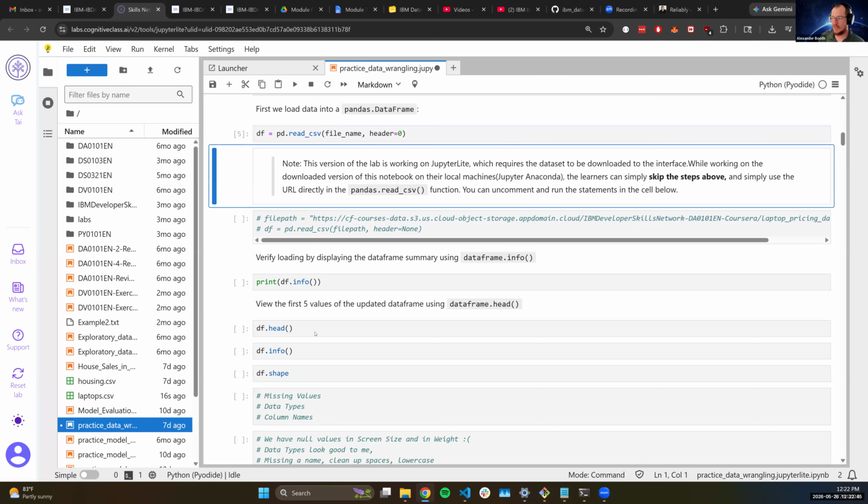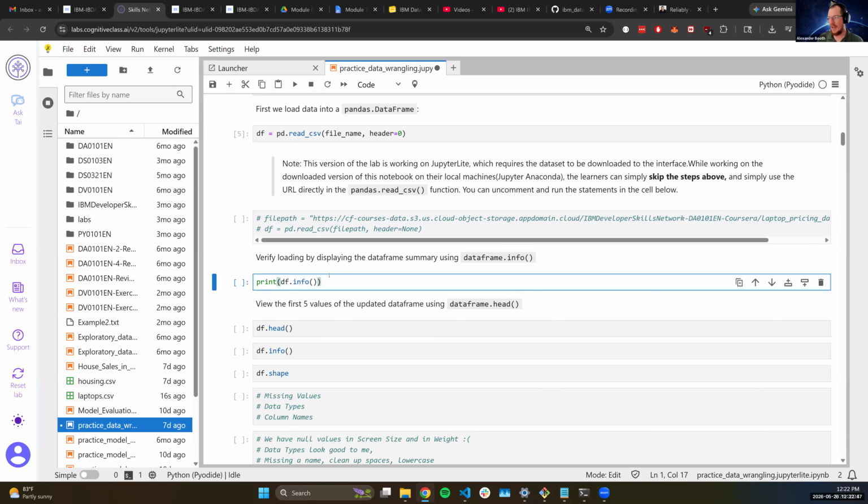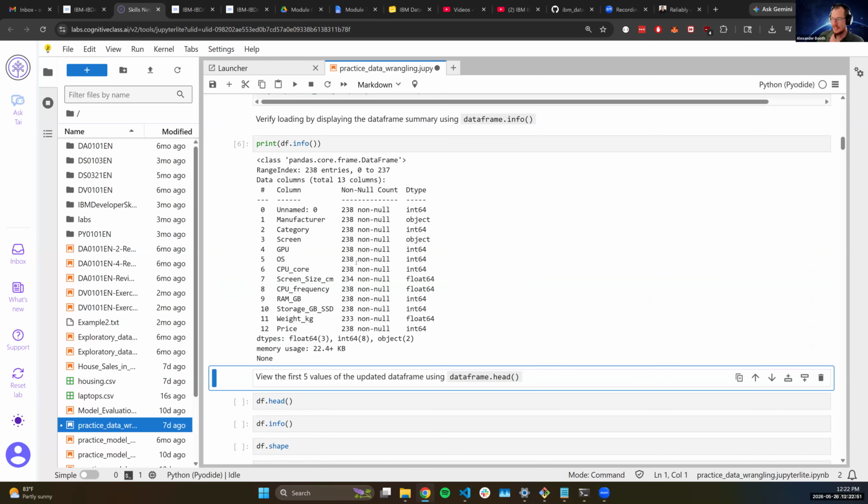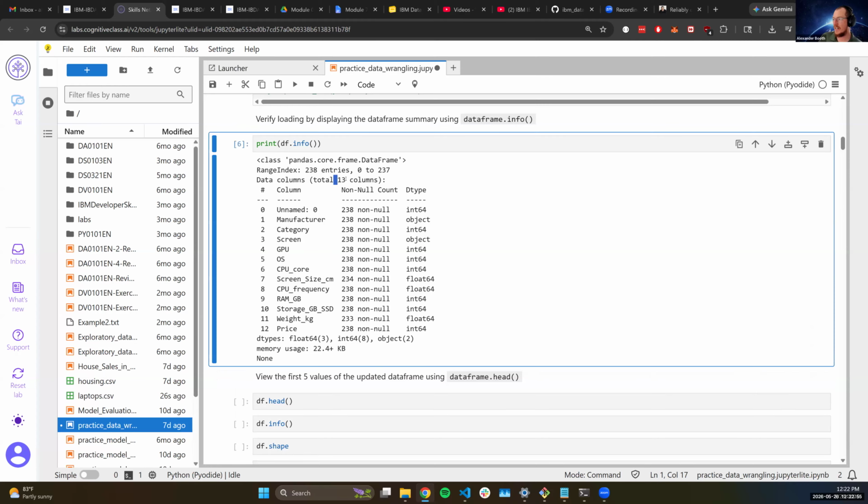So now we can start doing some exploratory analysis of the health of the data. By calling .info here, we can see a few things. First, the data set has 13 columns and 238 rows. Second thing I'm going to look at is null values. For null values, we see that a lot of them have all non-nulls, so zero null values, I guess.